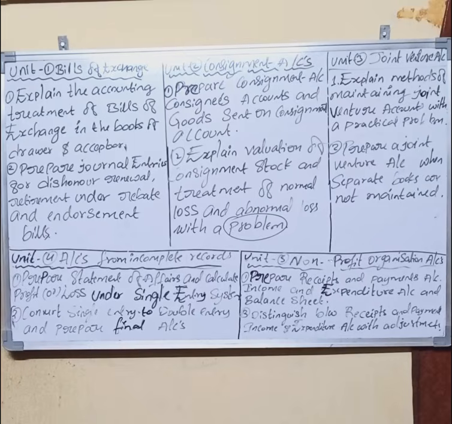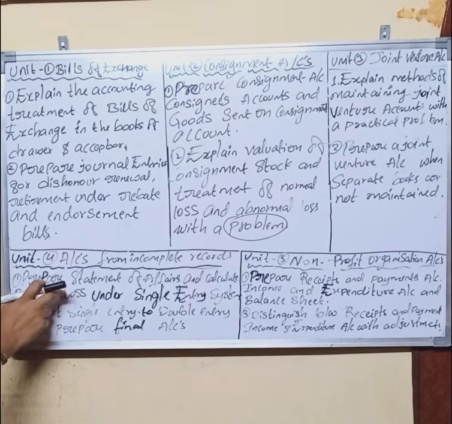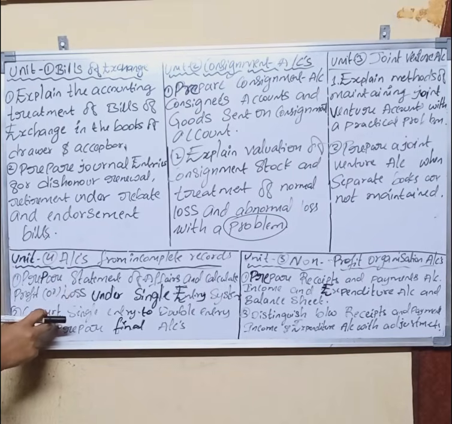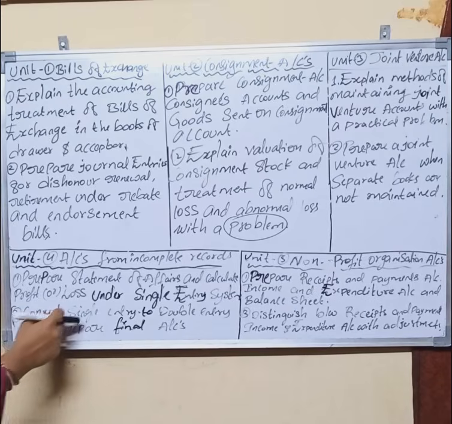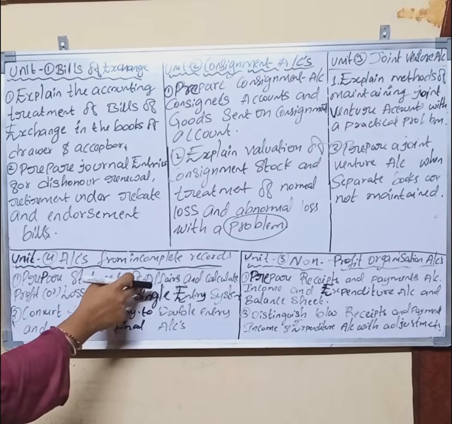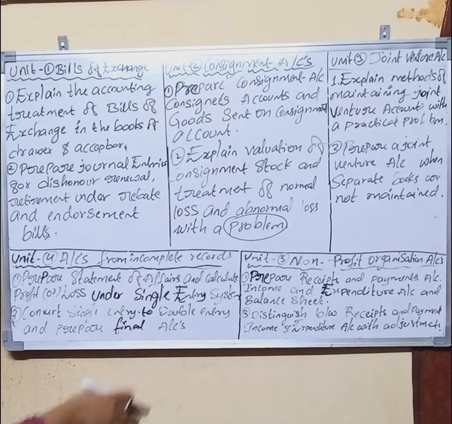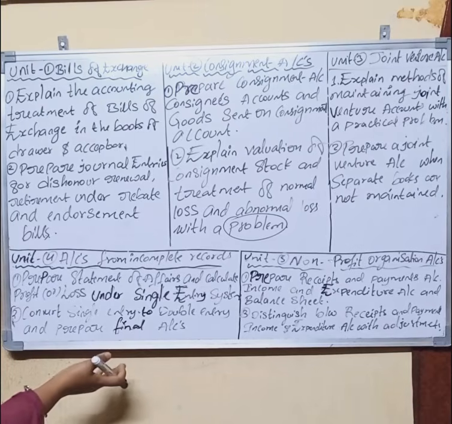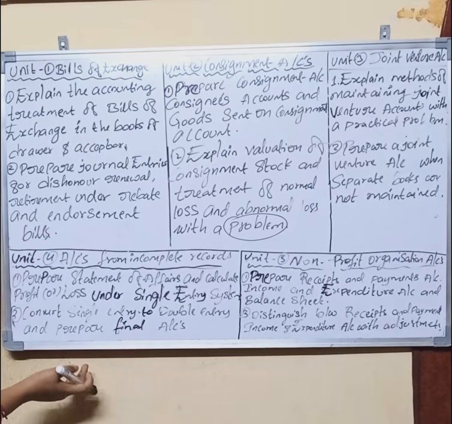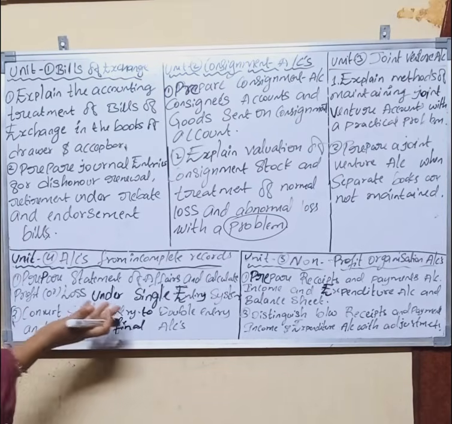Now, accounts from incomplete records. Statement of affairs we are going to prepare, and conversion into double entry system we are going to do. Here, statement of affairs is prepared to find the opening and closing capital under single entry system. It helps calculate the profit or loss for the given period. And convert single entry to double entry, I already mentioned. So here, preparing missing accounts, final accounts are then prepared to determine the financial position.